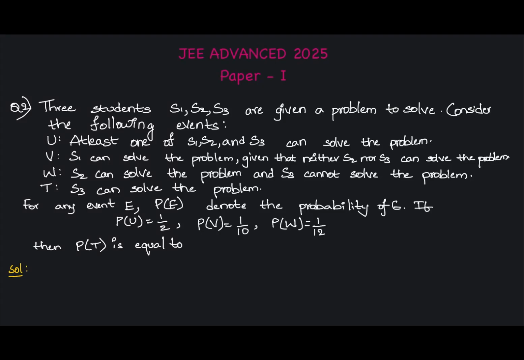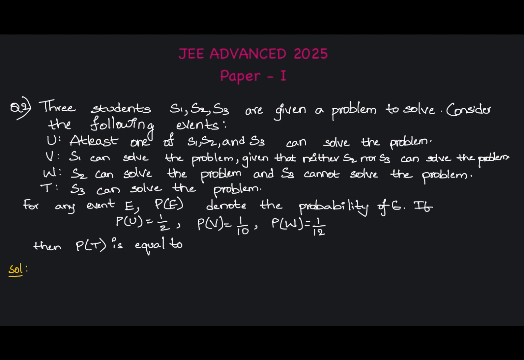Three students S1, S2 and S3 are given a problem to solve. We have 4 events. U is at least one of them can solve the problem. V is S1 can solve given that neither S2 nor S3 can solve. Whereas W is S2 can solve the problem and S3 cannot. For T it is S3 can solve the problem.